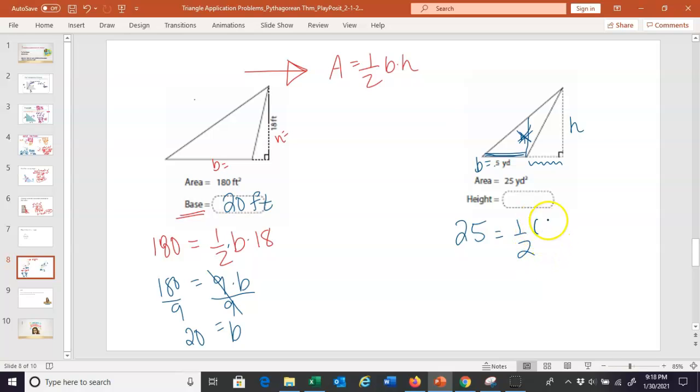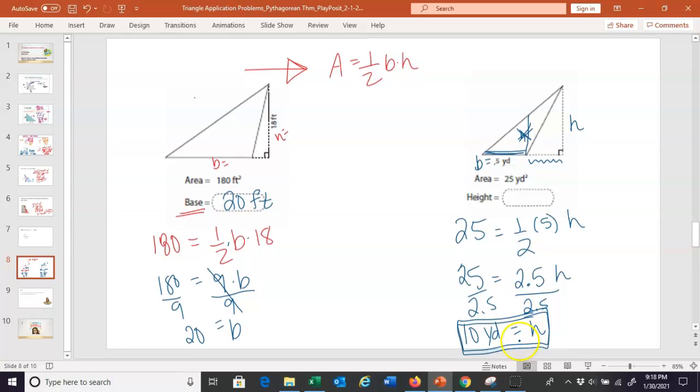So the base is 5, and we're looking for h. Half of 5 is 2.5. Now we're in the same place as before. We're just going to divide both sides by 2.5, and you get 10. We're talking about yards, so the height is 10 yards.